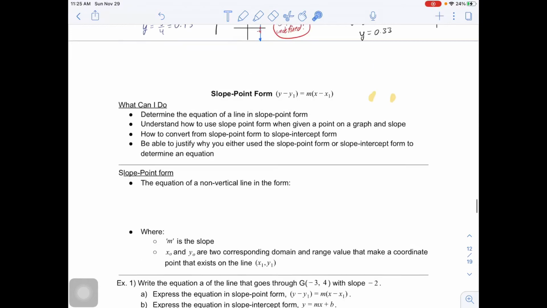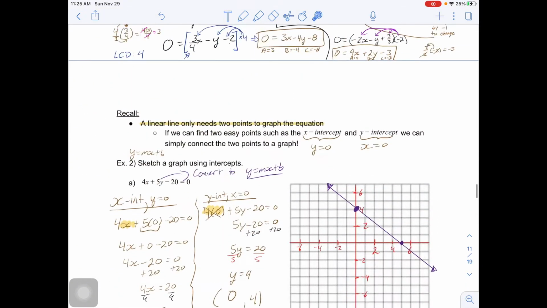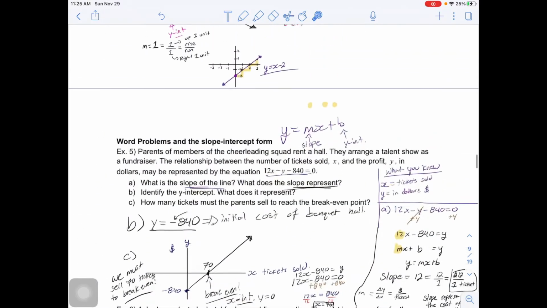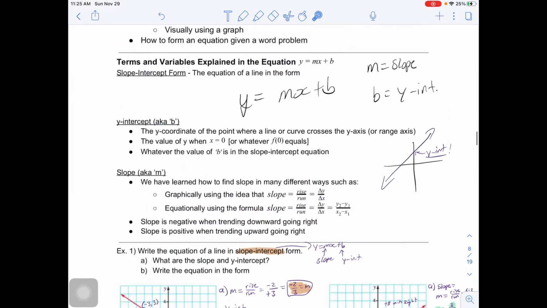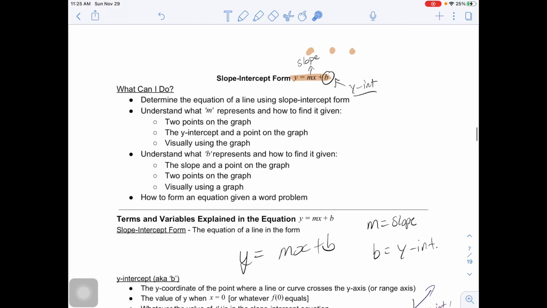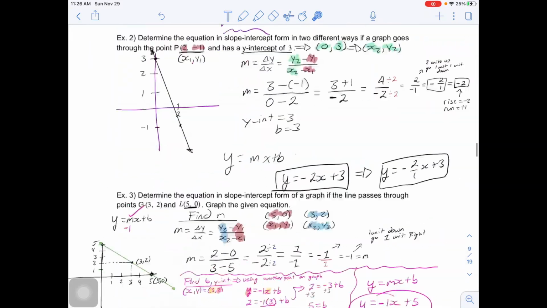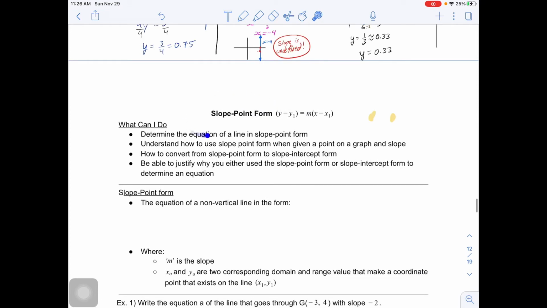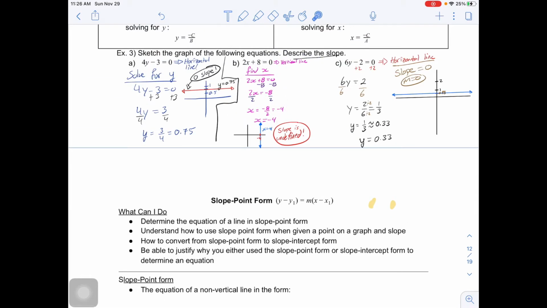So we have just learned two different ways to represent a graph. We learned the general form. Well, hopefully you've watched these videos. We learned the general form, and then we've learned the slope-intercept form. Arguably, when you are asked a question, you will probably be using the slope-intercept form, or the new form that we will learn, the slope-point form. And then you will go and convert that to general form.